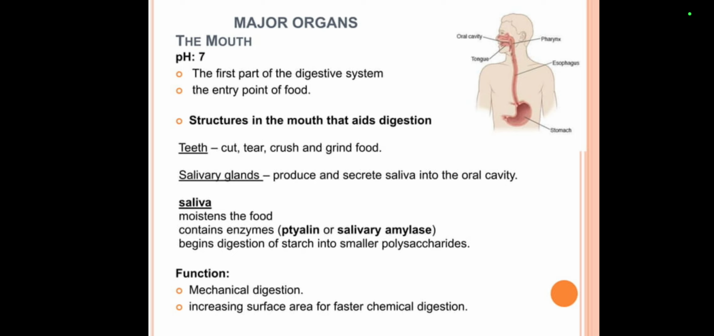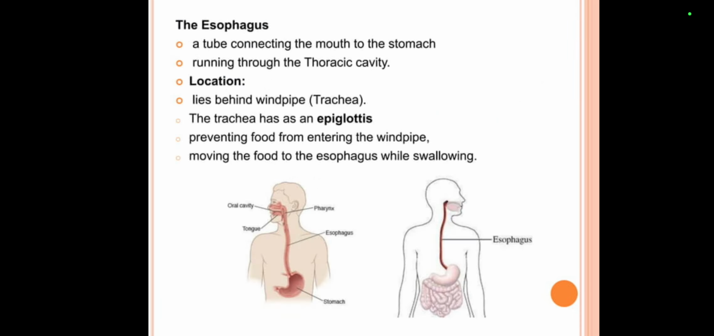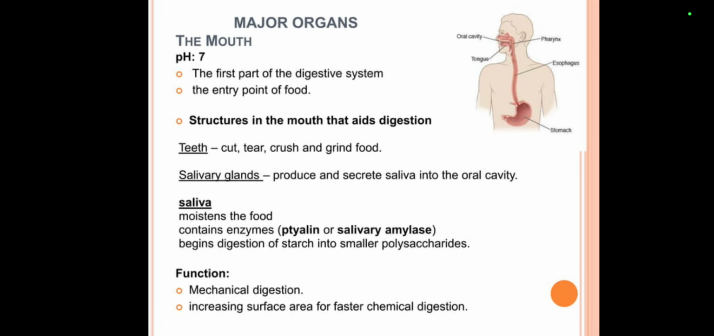So what are the major functions of the structures of the mouth? Number one, mechanical digestion. Number two, increasing surface area for faster chemical digestion. So that is the major function of the mouth. Okay, so let's go back first to the enzyme, ptyalin and salivary amylase.